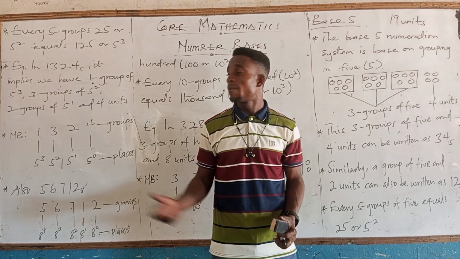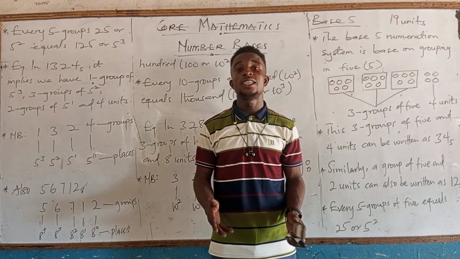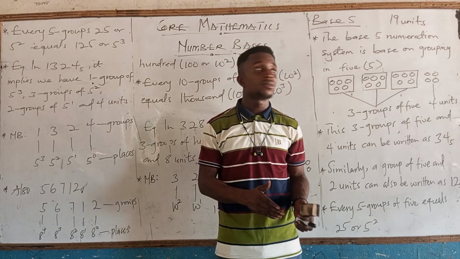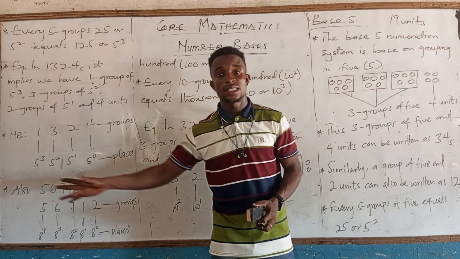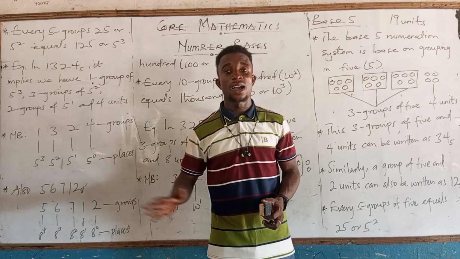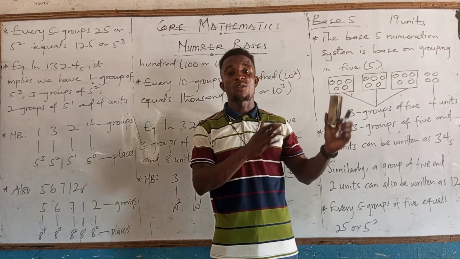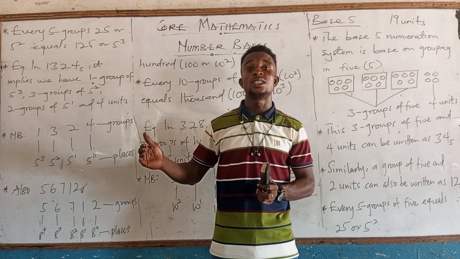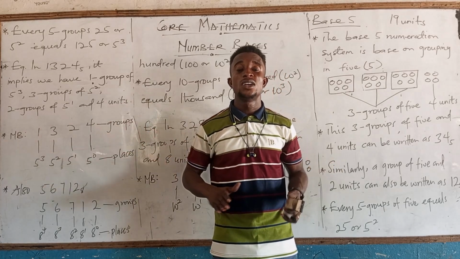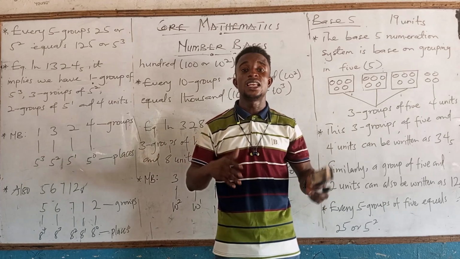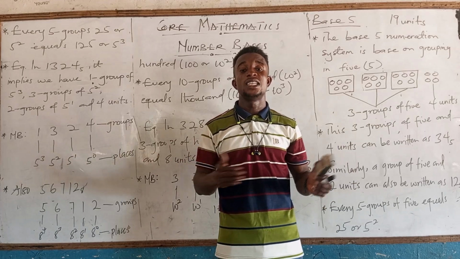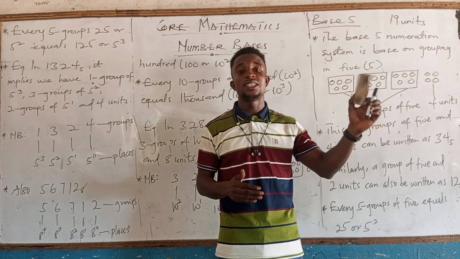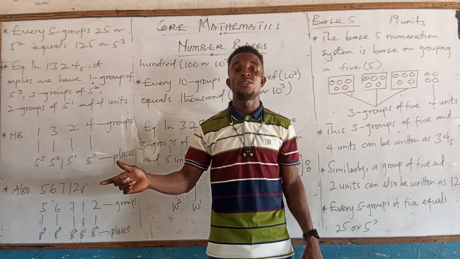So when the total number of units is given for you to group into a certain number base, or into a certain number, then we say we are converting from base 10 to another base. What are we grouping into? Is it 5? Is it 4? Is it 2? Is it 3? If we are grouping into 5, it means we are converting that base 10 to base 5. Are we getting that?